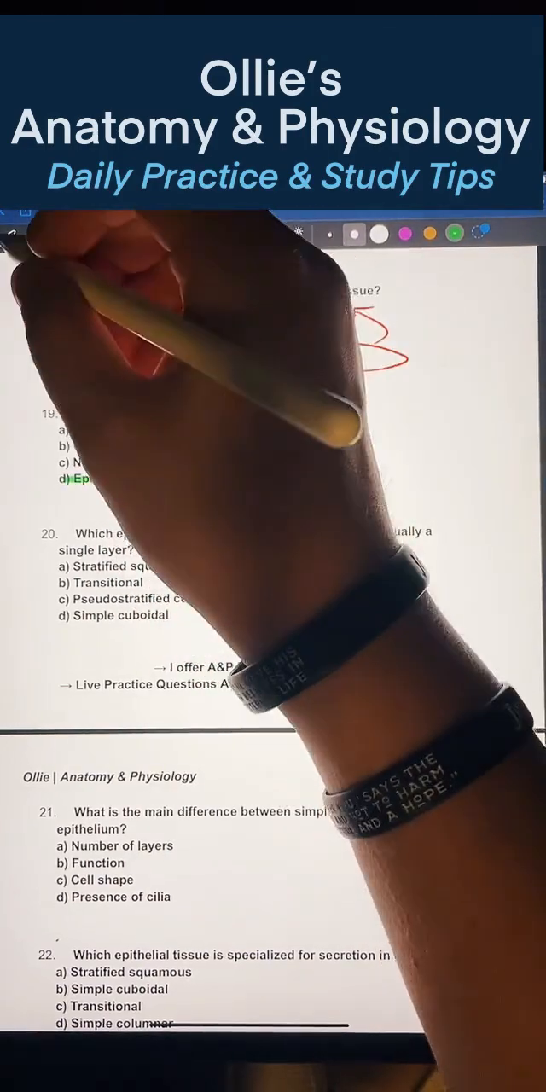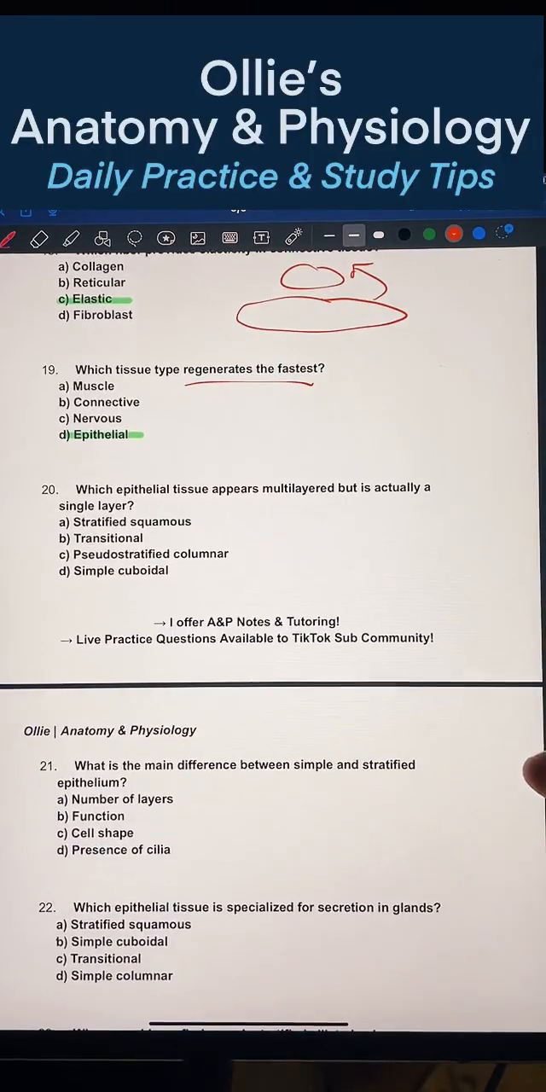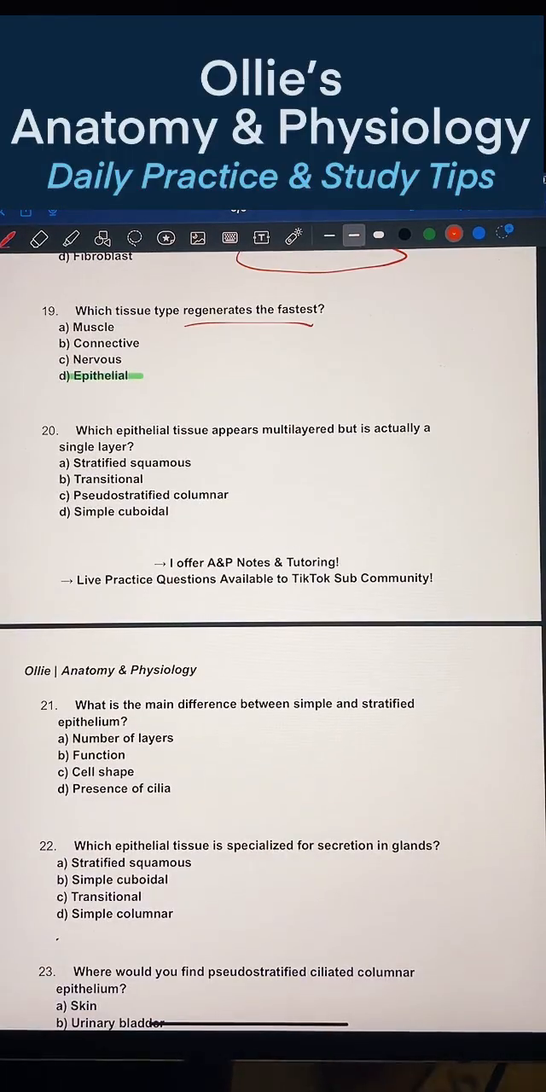The answer is D. It's epithelial tissue. Epithelial has constant turnover. Think about your skin and your gut lining. Number 20. Epithelial tissue appears multi-layered, but it is actually a single layer. What type of tissue is that? A, B, C, or D? What type of tissue is that going to be?